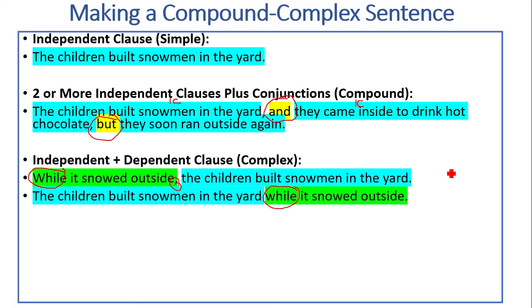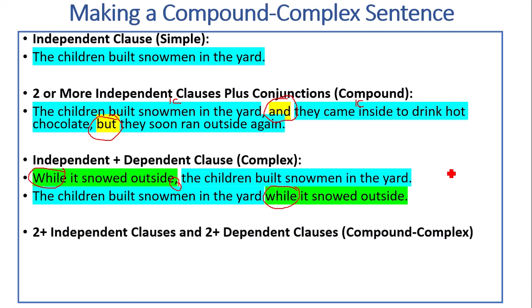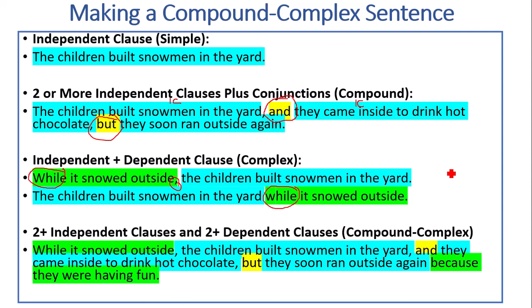So this is going to be a long sentence, but it will be grammatically correct, and it's a compound complex sentence. While it snowed outside, the children built snowmen in the yard, and they came inside to drink hot chocolate. But they soon ran outside again because they were having fun. So we have a lot of clauses here. We start with a dependent, and it's correctly connected to the independent. Then we have our conjunction, and we have our second independent, right? Again, that compound sentence. We have another conjunction and another independent, and then we have our last dependent at the end, no comma in between.